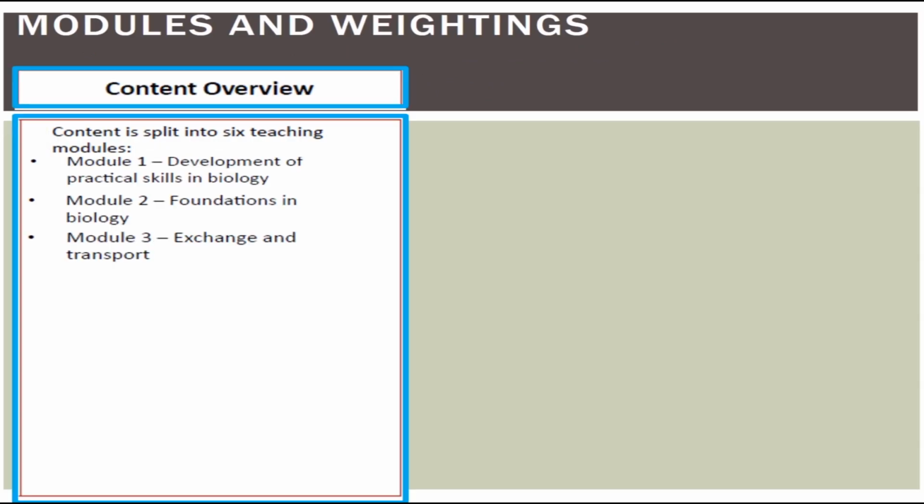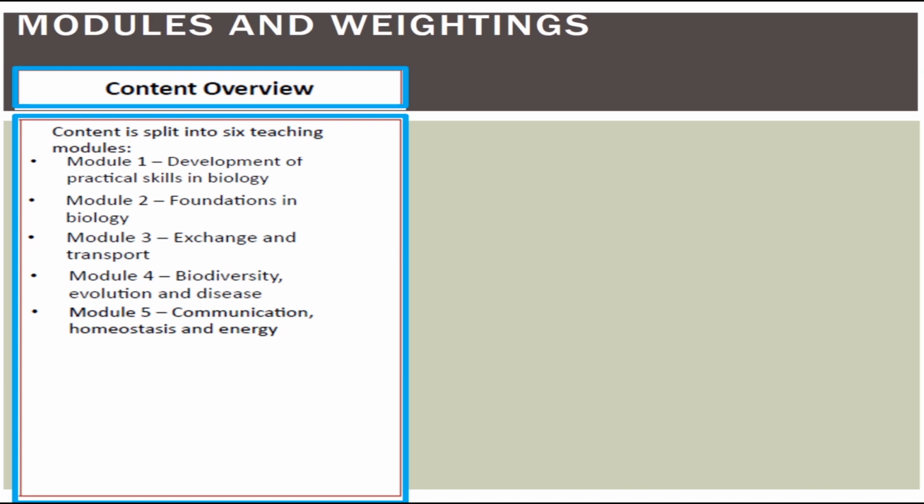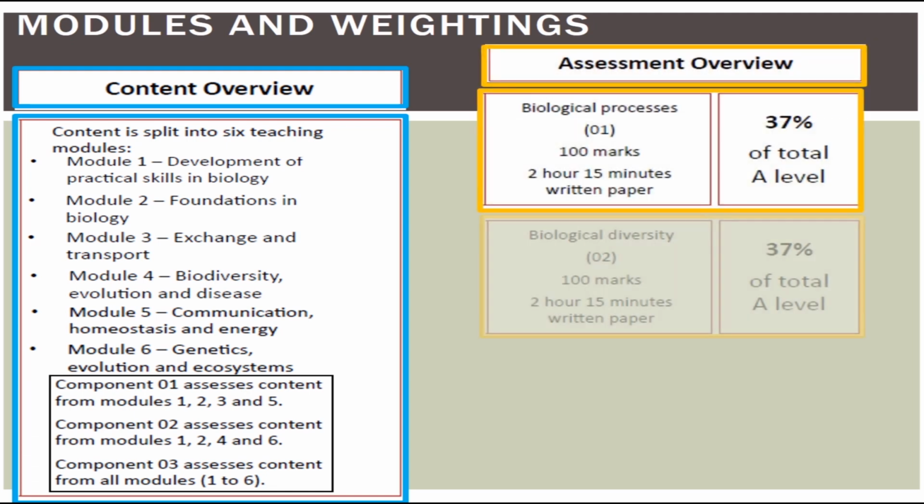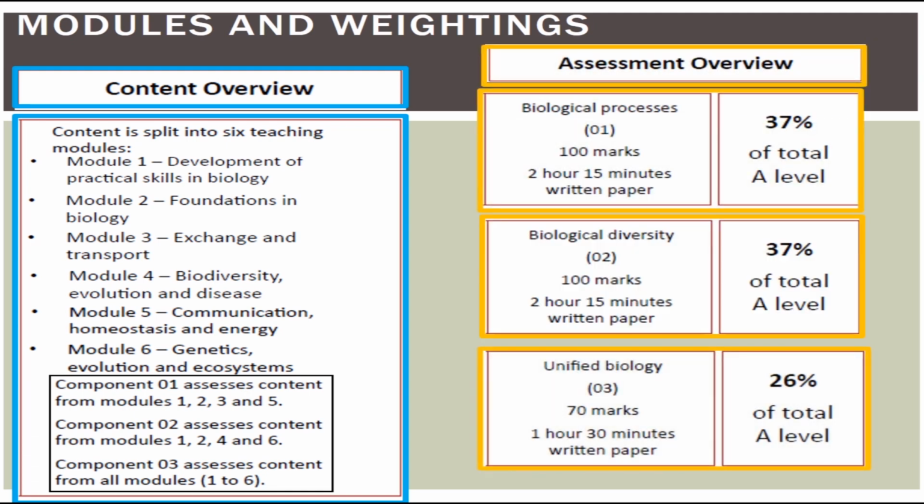Year 13 then, like I said, the remaining 2 modules are called Communication, Homeostasis and Energy, Module 5, and Genetic Evolution and Ecosystems, Module 6. Now at the end of year 13 you will take 3 exams. These 3 exams have different weighting and they do include different topics, so modules. So you can see paper 1 covers modules 1, 2, 3 and 5, paper 2 modules 1, 2, 4 and 6, and then paper 3, called Unified Biology, covers all 6 modules. So it'll be assessing the content you've learned over year 12 and year 13.